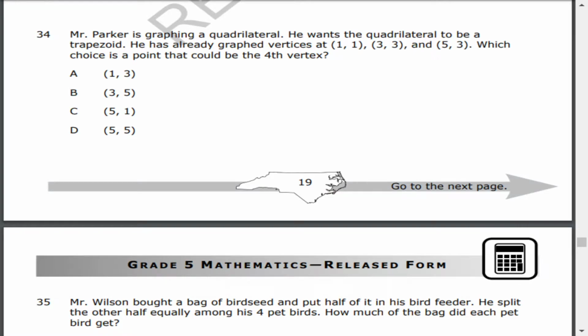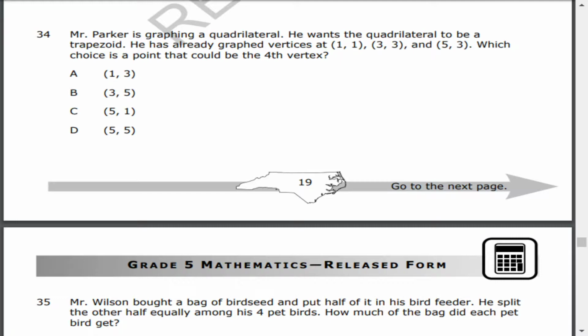All right, 34. They're starting to get a little tricky. Mr. Parker is graphing a quadrilateral, which just means a four-sided shape. He wants the quadrilateral to be a trapezoid. Okay, so you have to think about what a trapezoid looks like. He has already graphed vertices at (1, 1), (3, 3), and (5, 3). Which choice is a point that could be the fourth vertex?